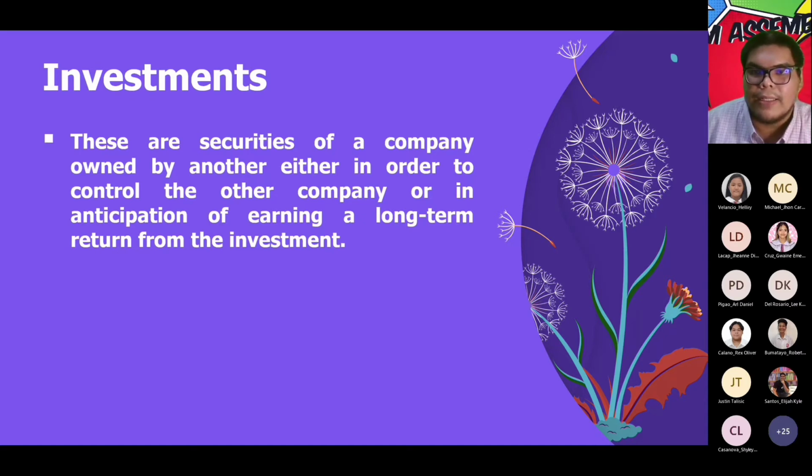Sir, yes. It is essentially an asset that is created with the intention of allowing money to grow pa. Okay. So these are securities. No? Okay din yung sinabi ni Ms. Gonzales. These are securities of a company owned by another. No? Pwede kang mag-invest sa other company. Or sa personal mo, kunwari gusto mo mag-invest sa Bitcoin. Gusto mo mag-invest sa stock market. No? Either to control the other company or in anticipation of earning a long-term return from the investment.